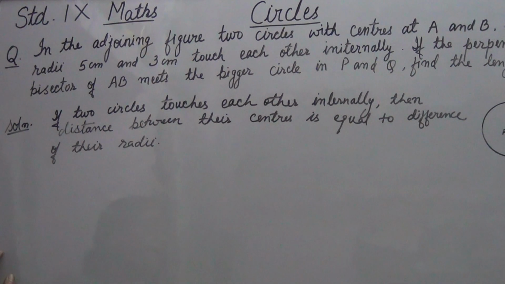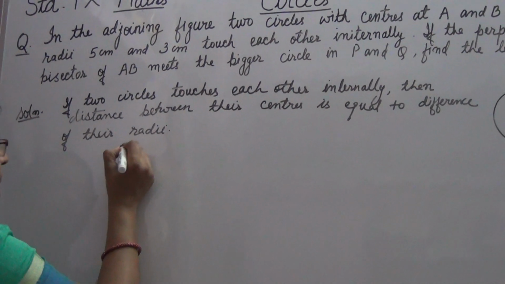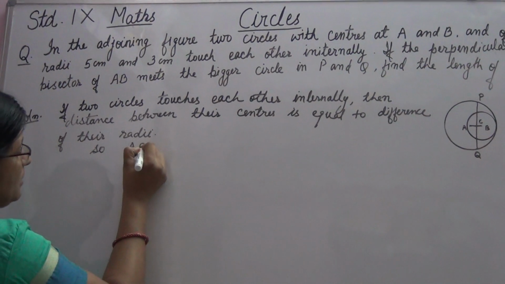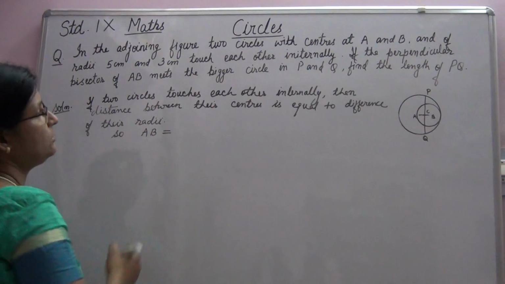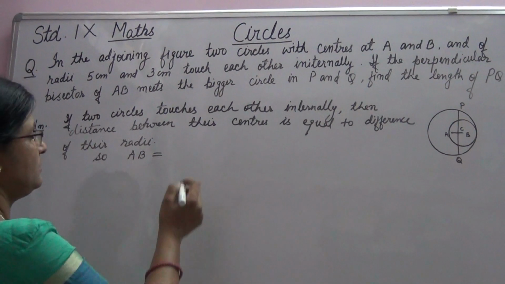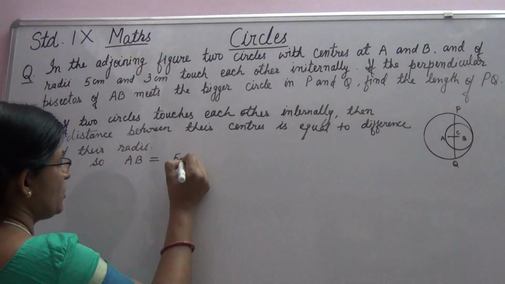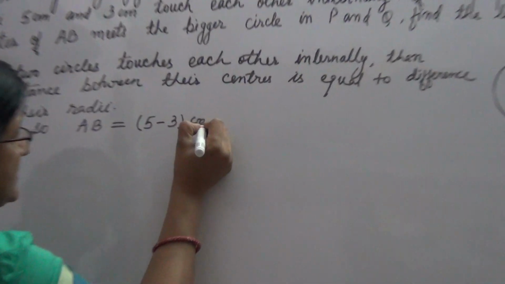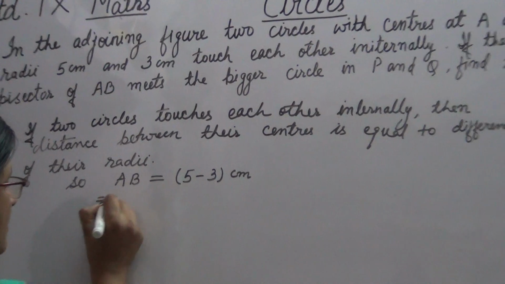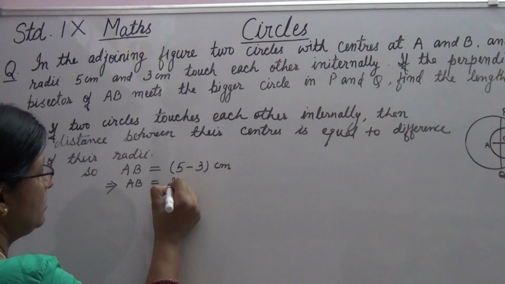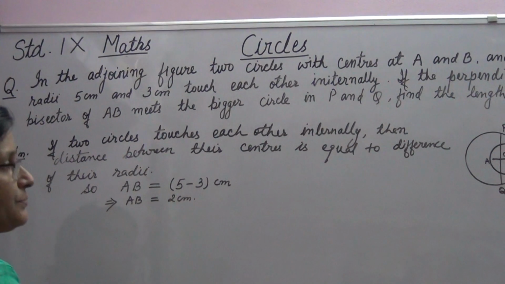So what we will get? The length of AB. So AB is equal to 5 cm is radius of the bigger circle and 3 cm is the radius of the smaller circle. So AB is equal to 5 minus 3 cm. This implies that AB is equal to 2 cm.